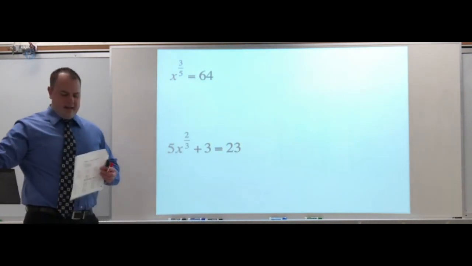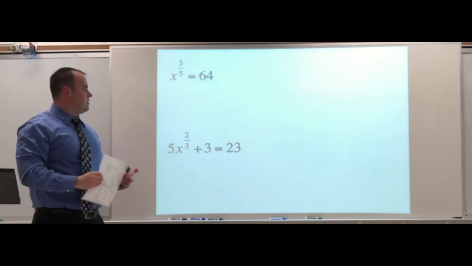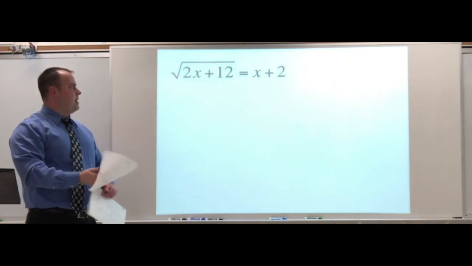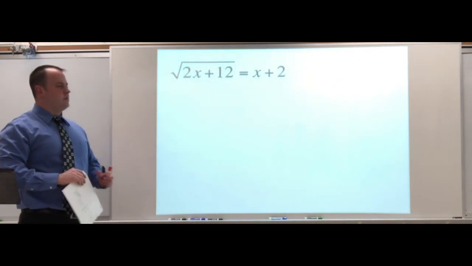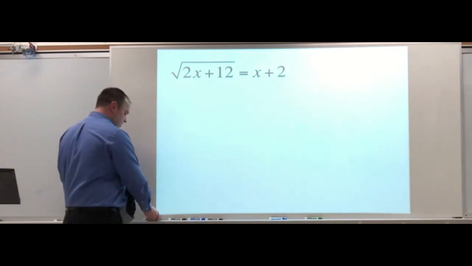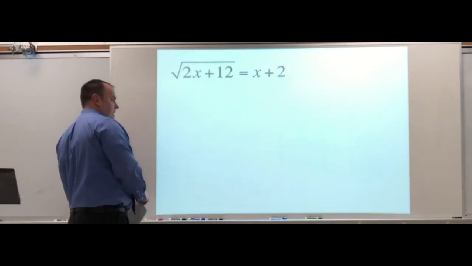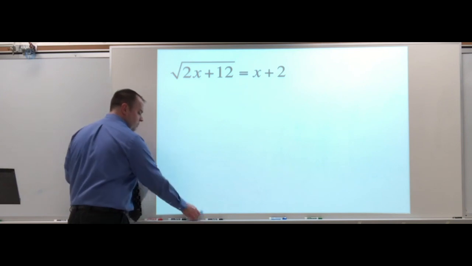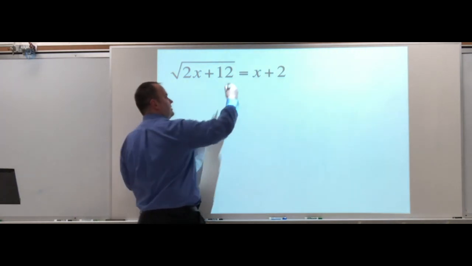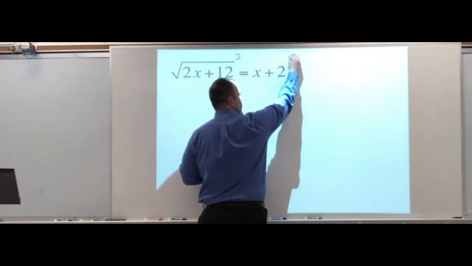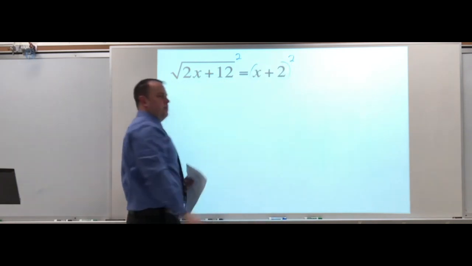And now this last example actually has a good amount of work to it. We have the square root of 2x plus 12 equals x plus 2. Now it looks like a very basic problem, and it really is. You need to get rid of that square root, so I'm going to square both sides.